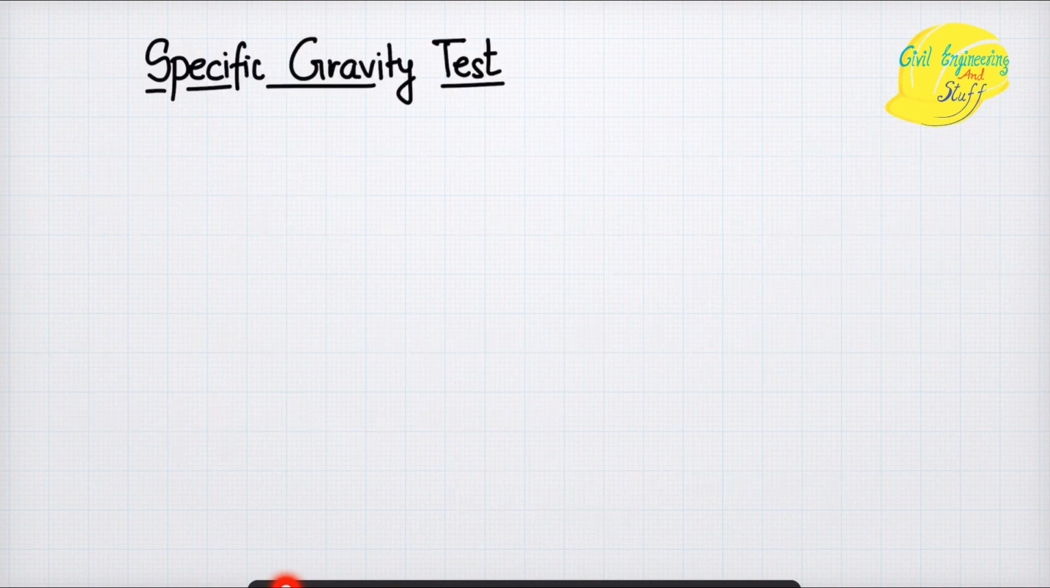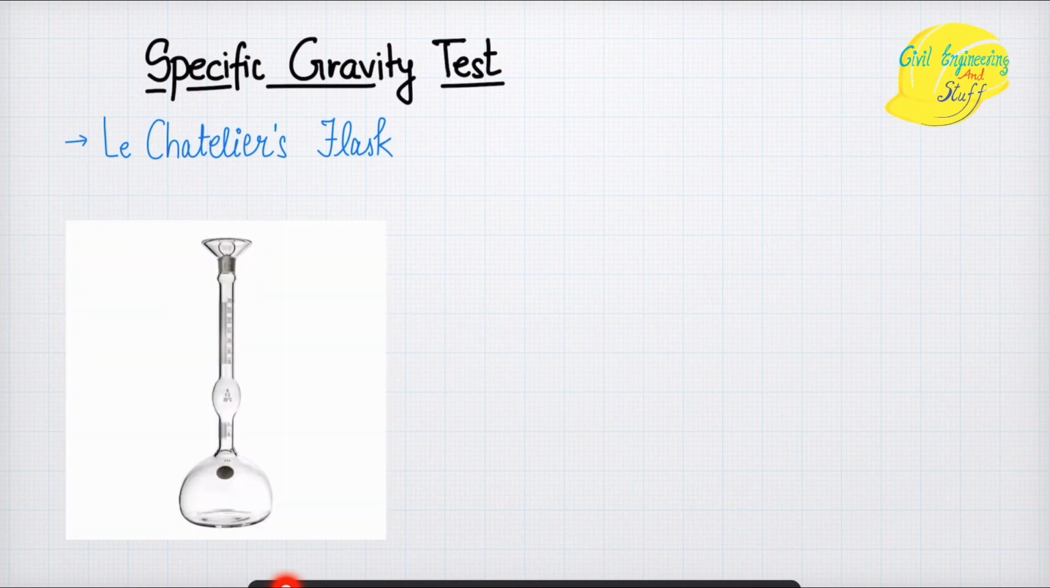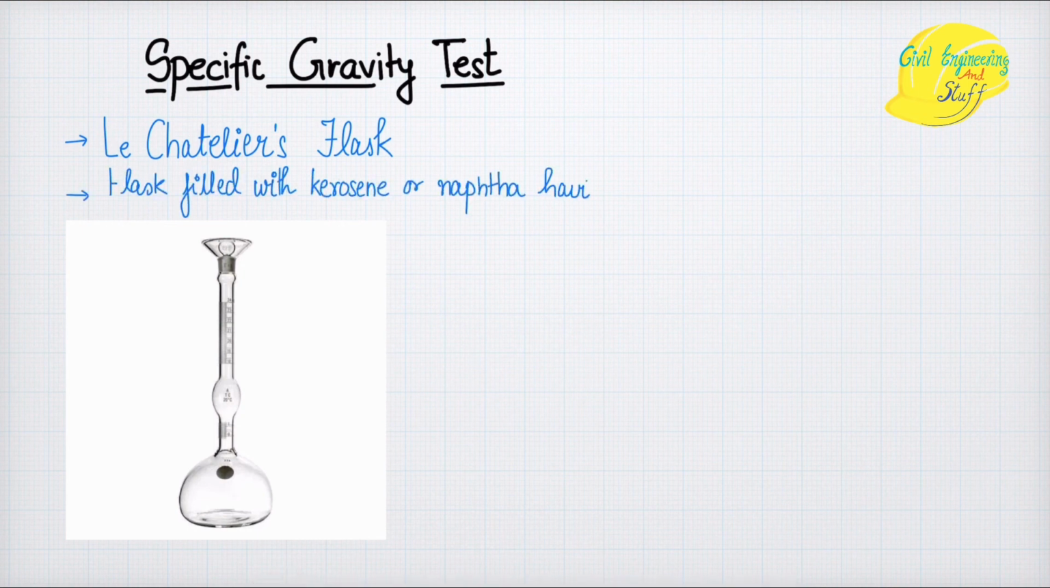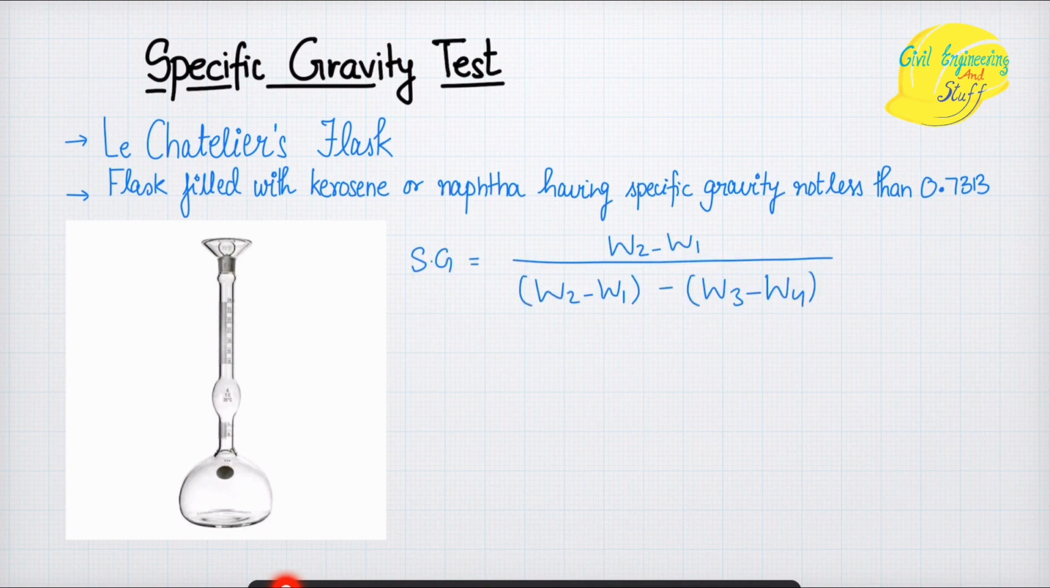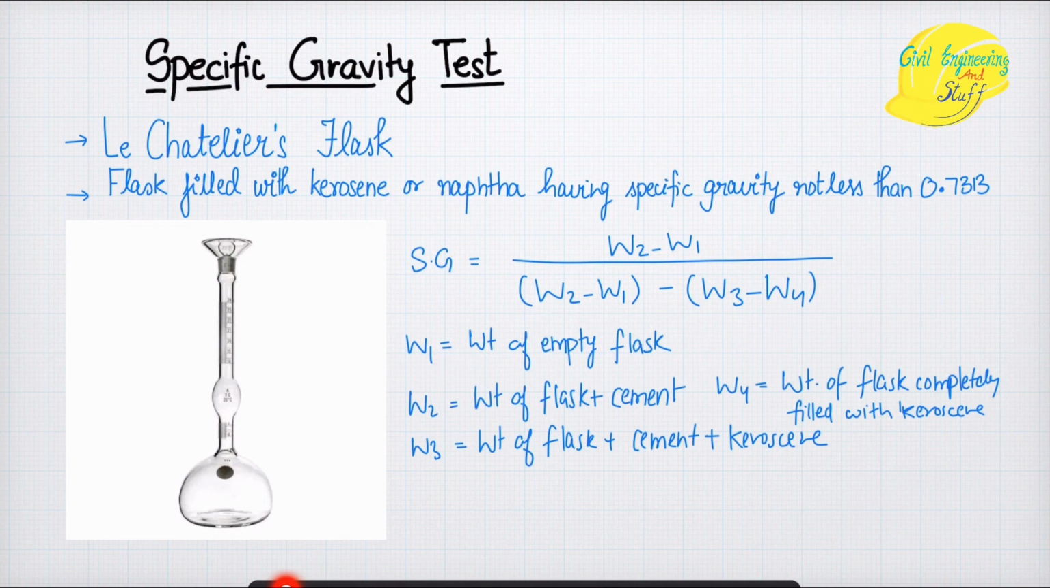Then at the last we have specific gravity test, and for the specific gravity test we use the Le Chatelier flask, which looks something like this. Now the flask is filled with kerosene or naphthalene having a specific gravity not less than 0.313. Conventionally, kerosene is used for conducting this test. So basically, the formula that is used to assess the specific gravity of the cement is (W2 minus W1) divided by ((W2 minus W1) minus (W3 minus W4)), where W1 is the weight of the empty flask.